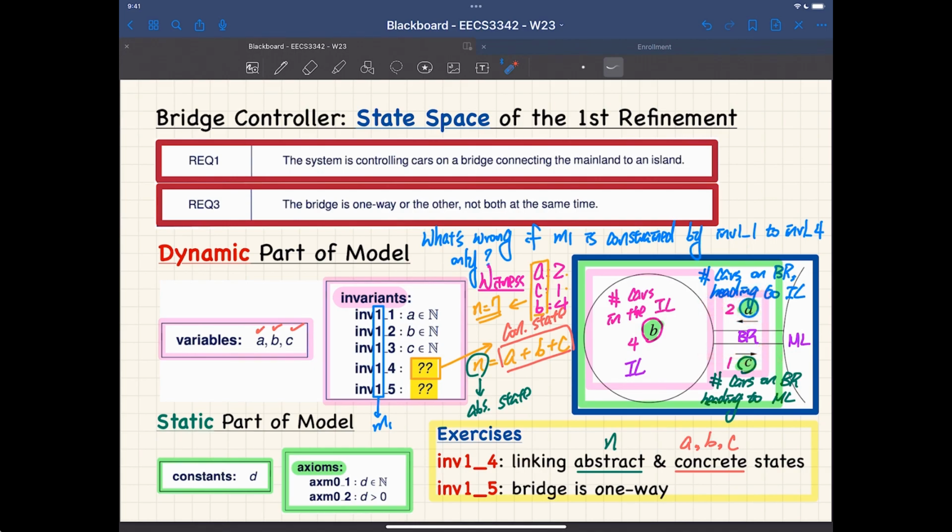Okay, that's the intuition. So what you will have over here is A equals 0 or C equals 0. So these are the two invariants you want to really make sure you understand before we resume next Tuesday. Okay.